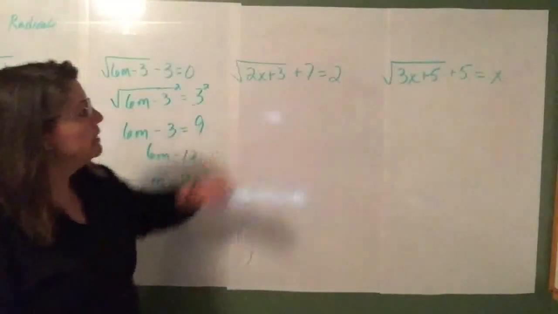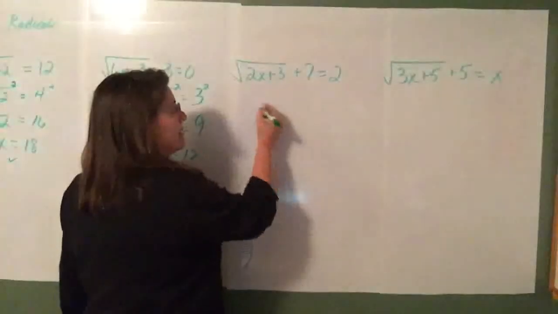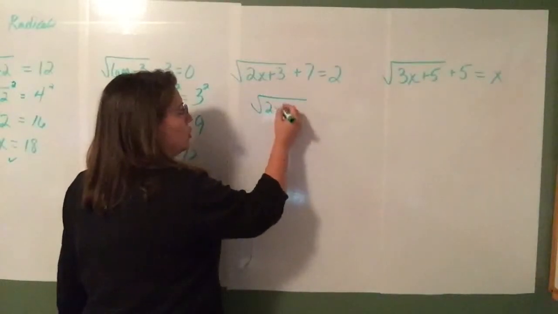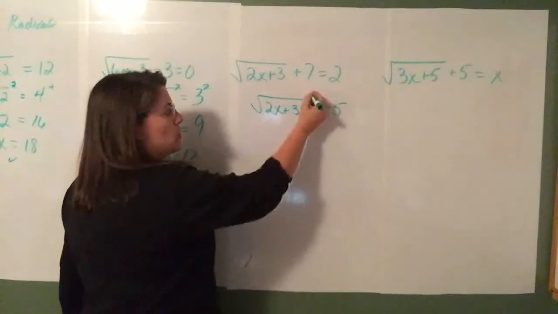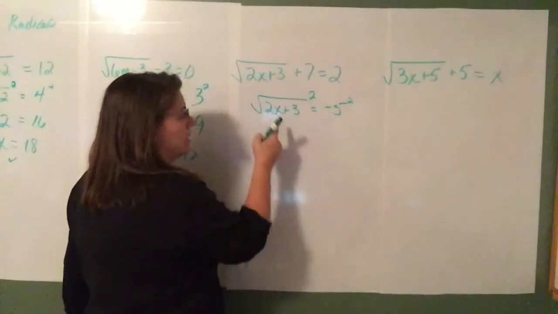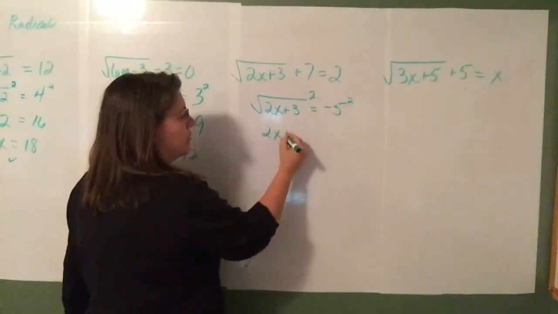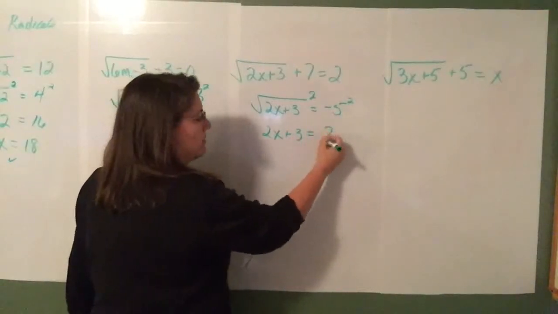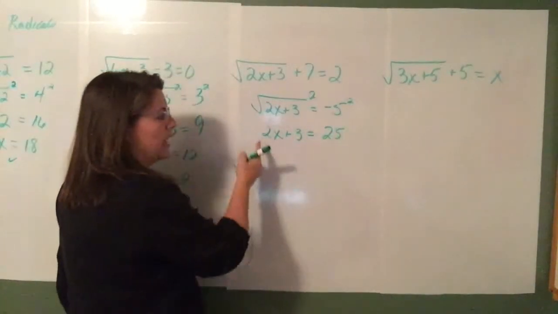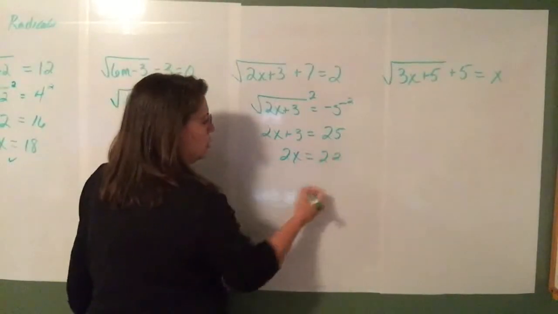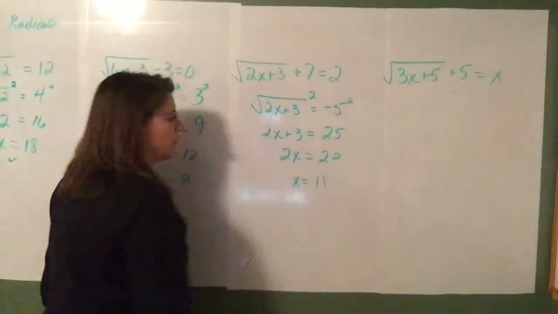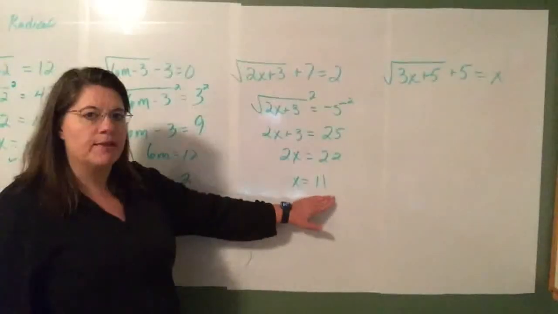In this one, I'm going to subtract the 7. I've got the square root of 2x plus 3 equals negative 5. I'm going to square both sides. When I square that side, I get 2x plus 3. When I square this side, I get 25. I'm going to solve what's left. So I've got 2x equals 22. So x equals 11. And then I have to check my solution.